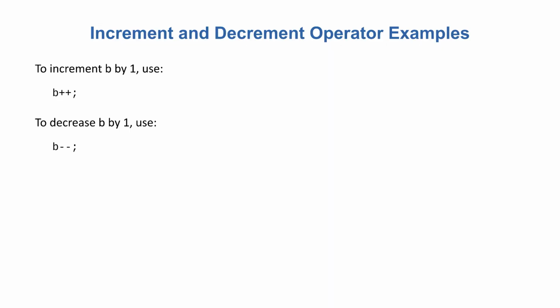Similar compound assignment operators can be used to decrease, multiply, or divide a variable by a number using minus equals, times equals, and divided by equals. Another often used shortcut is when you want to increment or decrement a variable by 1. For example, to increment b by 1, use the increment operator plus plus like this. Similarly, to decrease b by 1, use the decrement operator minus minus like this.